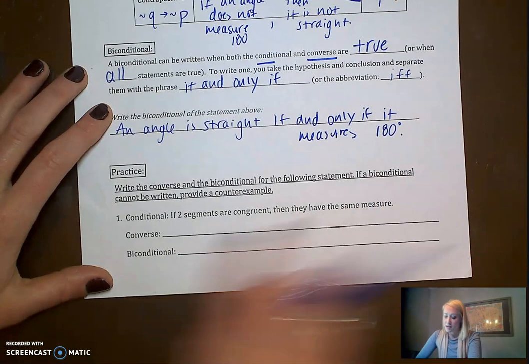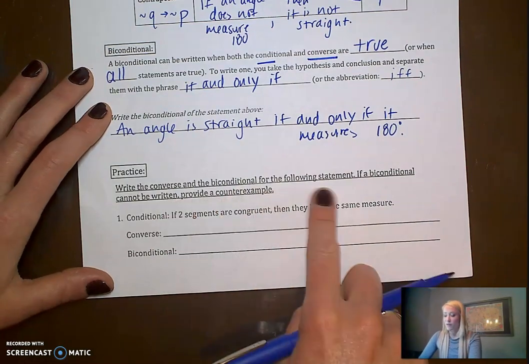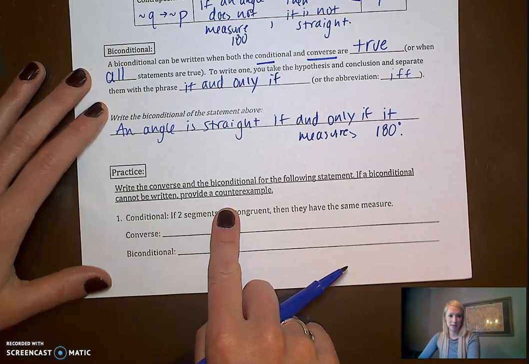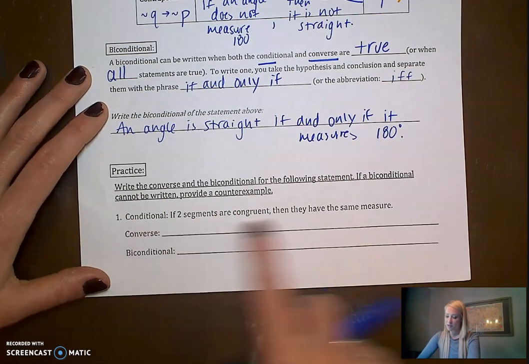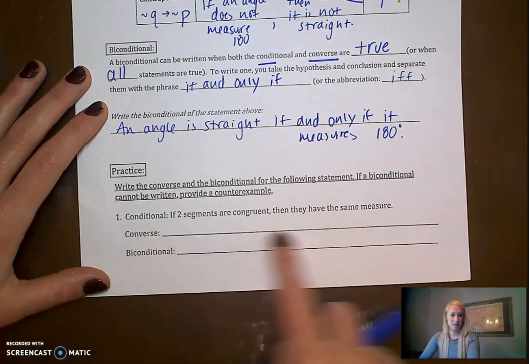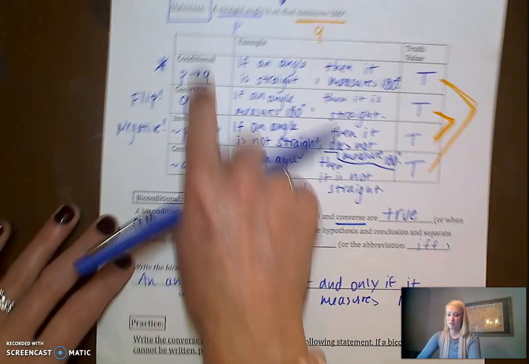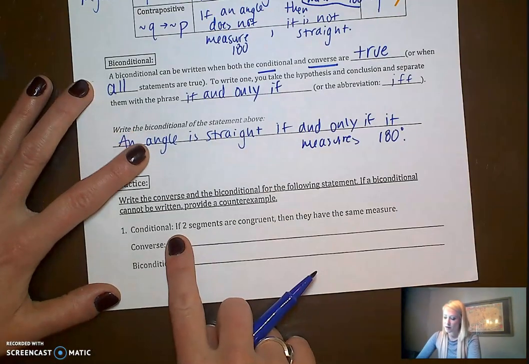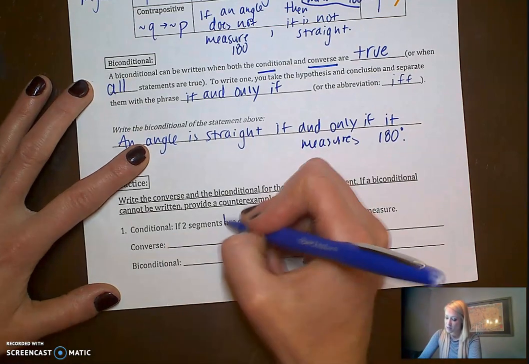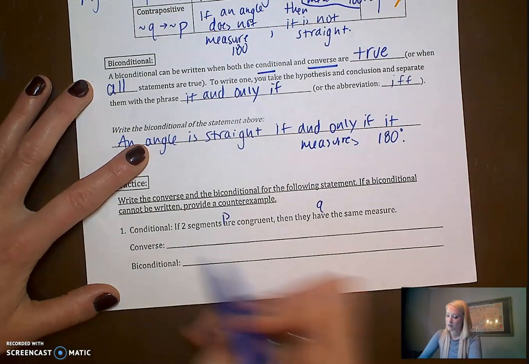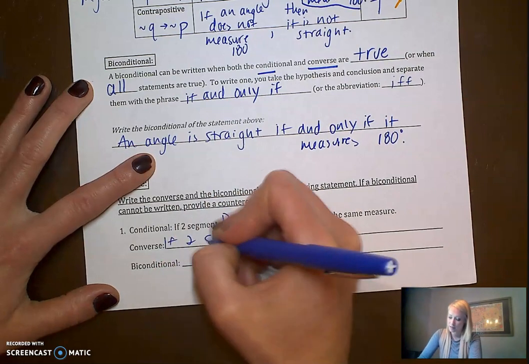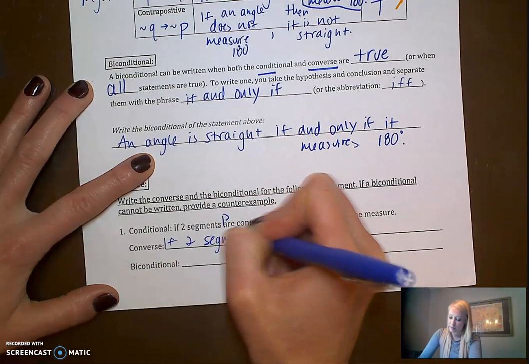Okay, let's practice. Write the converse and the biconditional for the following statement. If a biconditional cannot be written, provide a counterexample. So they gave me the conditional statement. I just want to write the converse. So the first part of the chart, I want to flip it and write that statement. So here's P, here's Q, flip it around. If, and I'm going to say two segments, I'm going to keep that part there so it reads a little bit better.